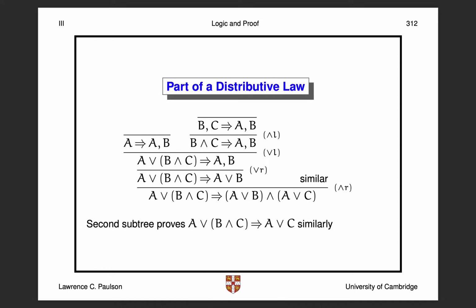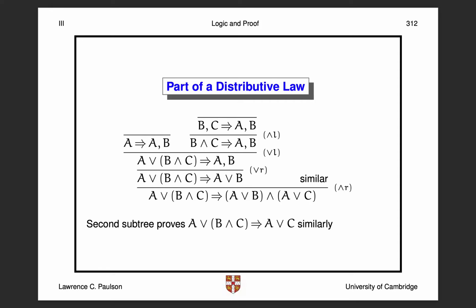Now the only outermost symbol is this or here on the left. So I am now forced to apply that rule. And now I get two premises here. One where A is true, and of course I get a basic sequent. And the other where B and C is true, where one final step, that is and on the left, gives me another basic sequent, and we're finished.